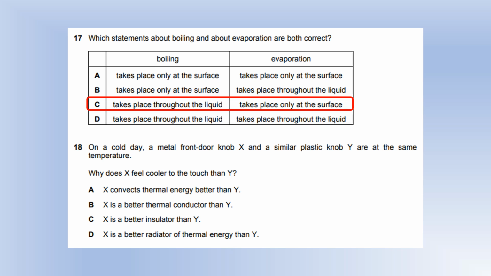So on a cold day, a metal front doorknob X and a plastic doorknob Y are at the same temperature. Why does X feel cooler than Y? Well, this is all about thermal conductivity, and if you are a better conductor, you're going to remove thermal energy faster, which is why it feels cold. Our bodies measure temperature by the rate at which we exchange energy.